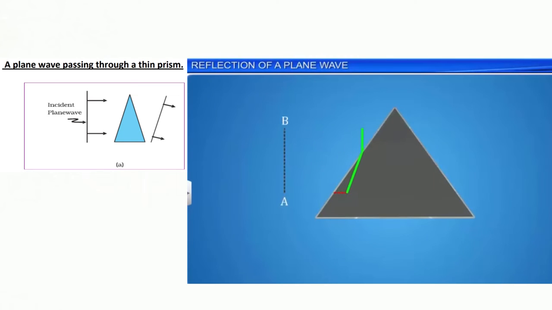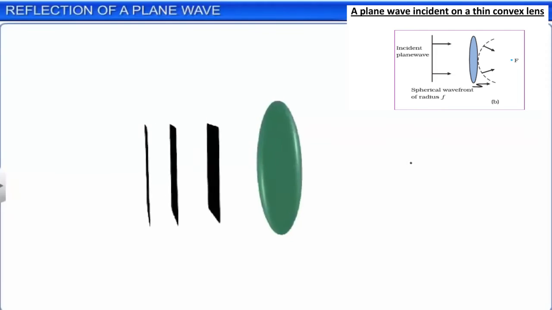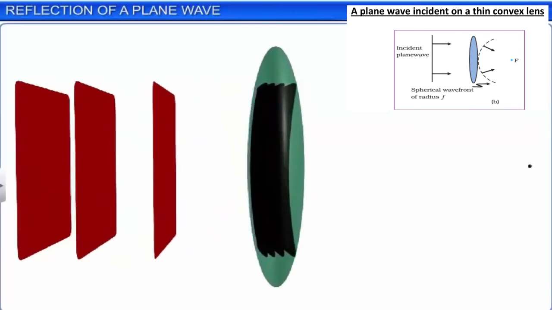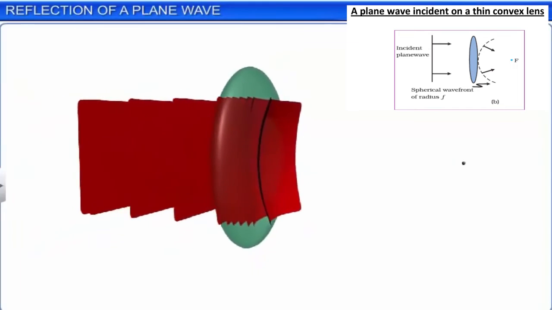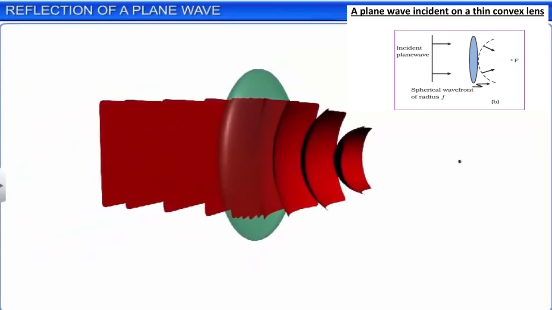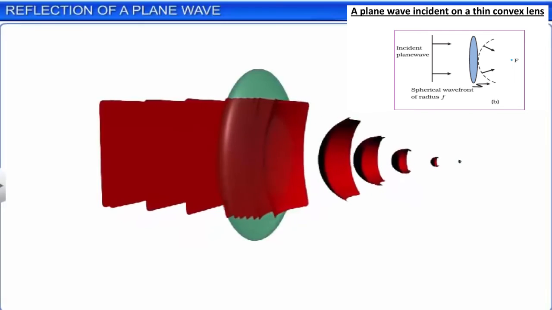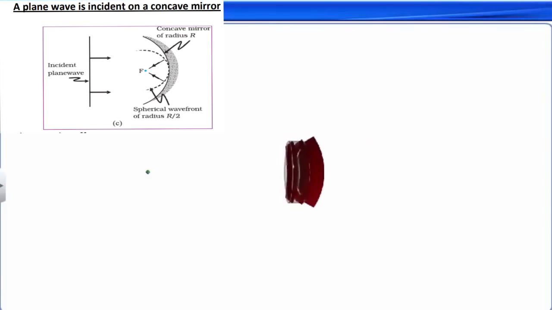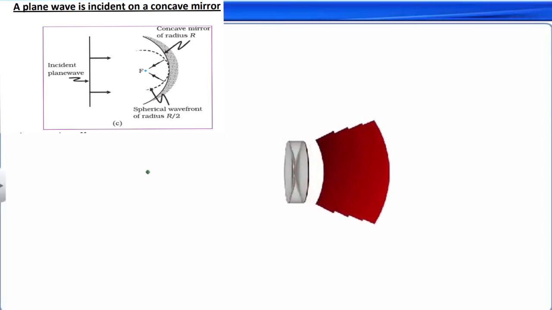Here are the pictures for a plane wave passing through a thin prism. A plane wave incident on a thin convex lens. A plane wave is incident on a concave mirror.